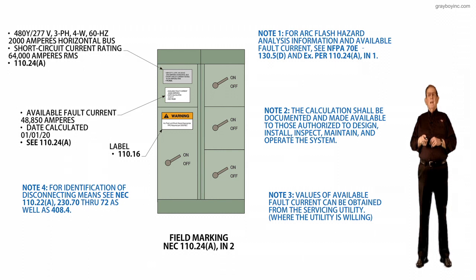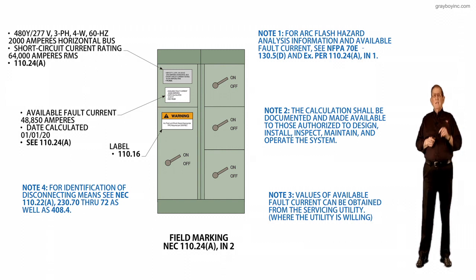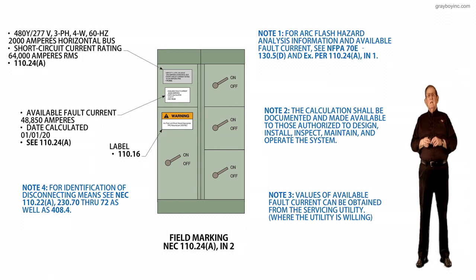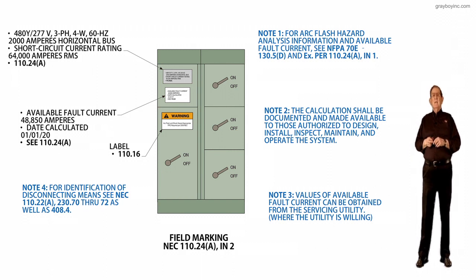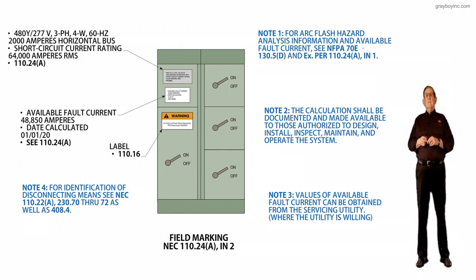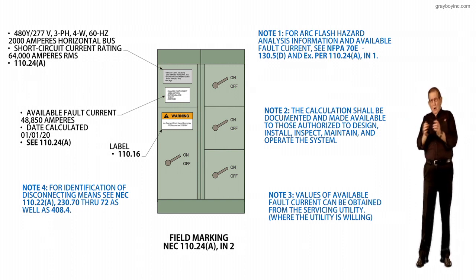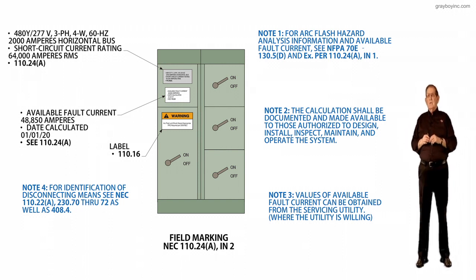Note 4, for identification of the disconnecting means, see NEC 110.22(A). And you know, that deals with usually disconnects, it disconnects appliances and so forth, that type of equipment. And then 230.70 through 230.72 is at the service equipment itself where we identify. And then 408.4 deals with a directory for branch circuits, feeders, and things like that, which on into the presentation, we'll talk about a little bit more.